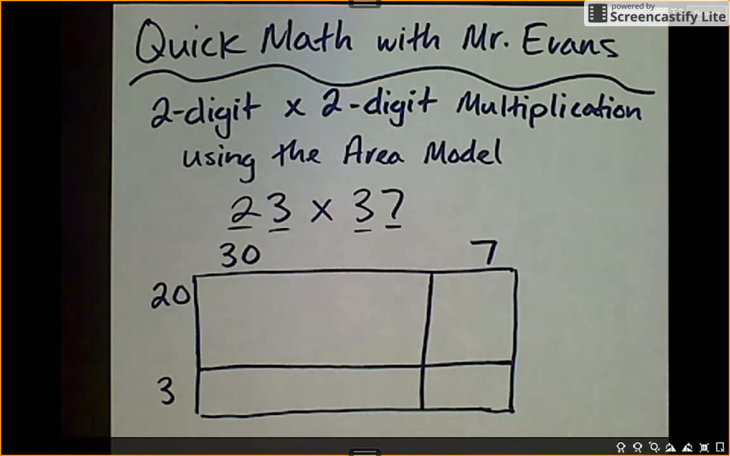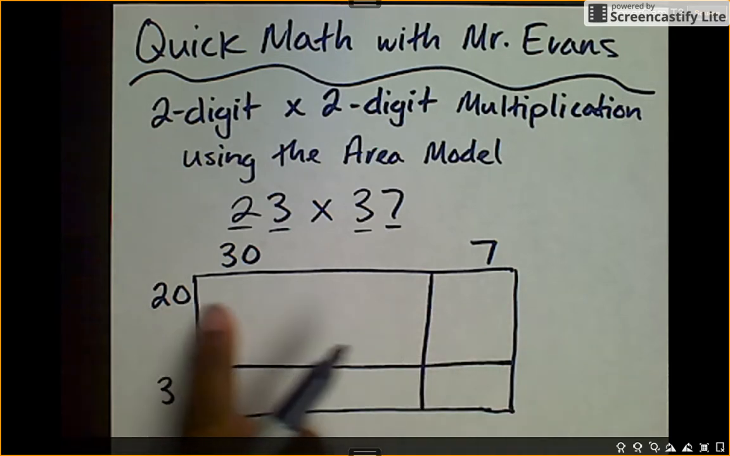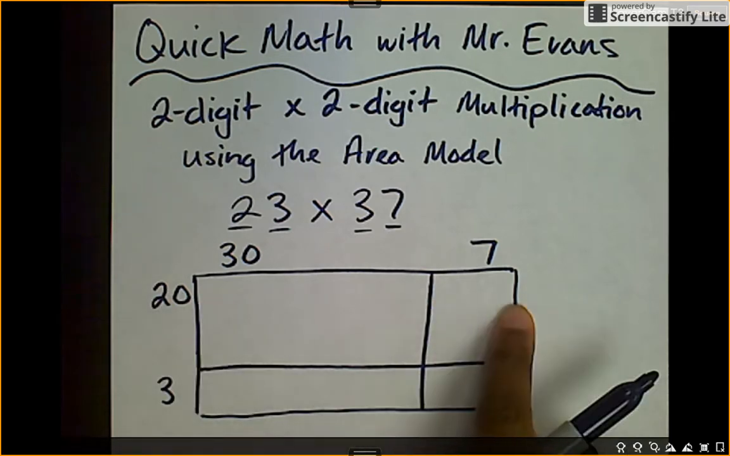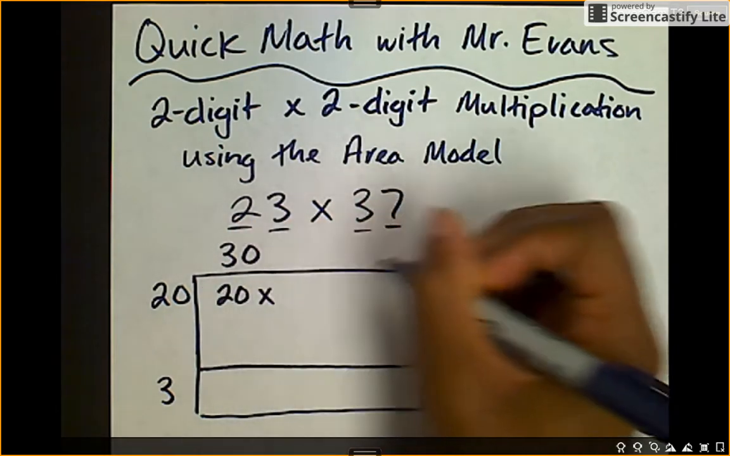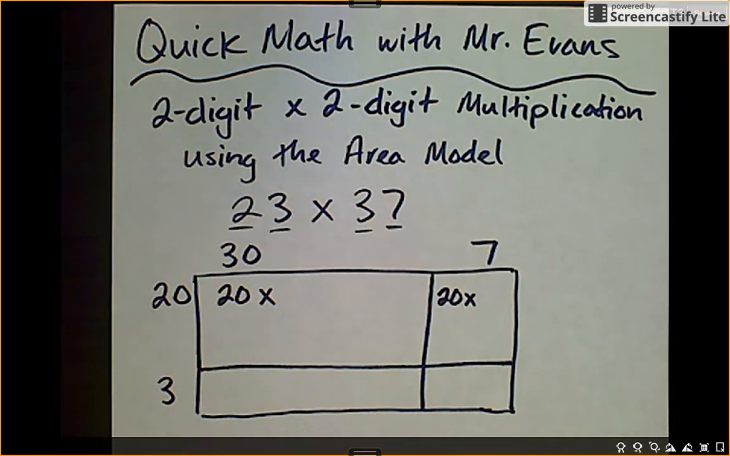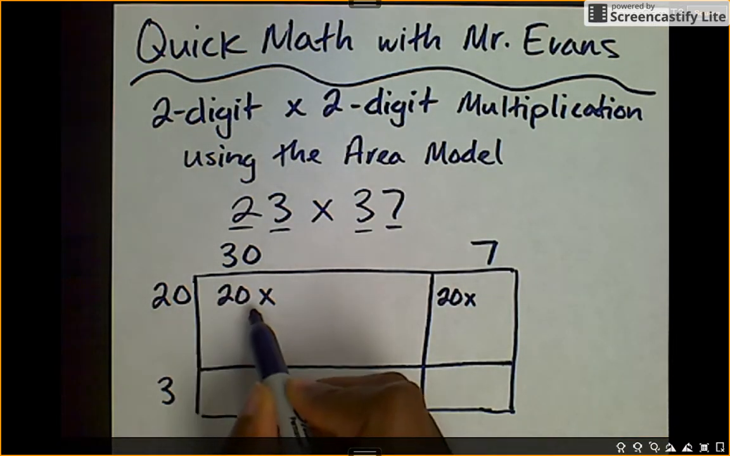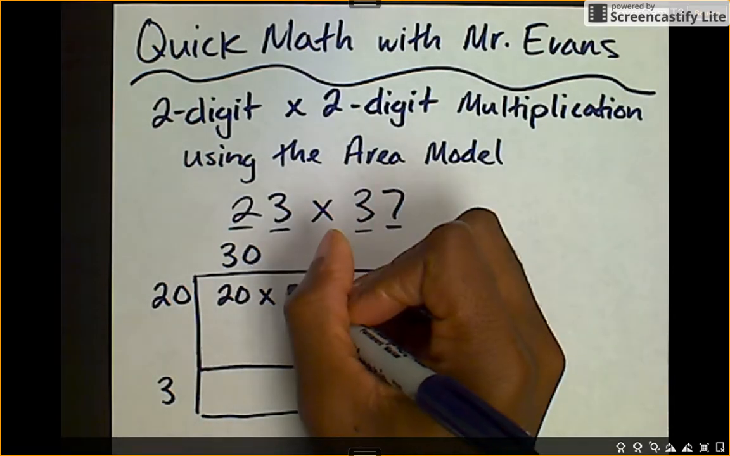Now comes the most challenging part for most kids, because they're trying to figure out where to write these numbers, Mr. Evans. I just tell them to follow where the 20 is. We drew this line across for the 20 to go here. So they immediately say 20 times something and 20 times something. All they have to do is look above to find out what they are multiplying by 20. Well, here we're multiplying 20 by 30.